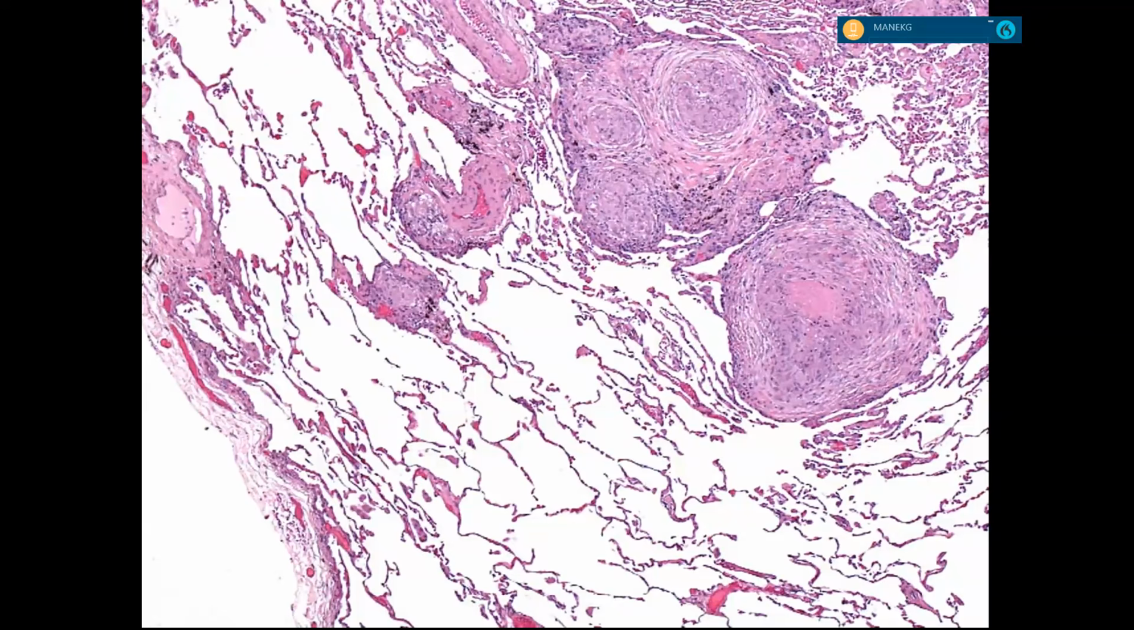From the chat, Anna said granuloma. Rachel and Avantika said granuloma. And we had a question about organizing pneumonia, and I can never tell.